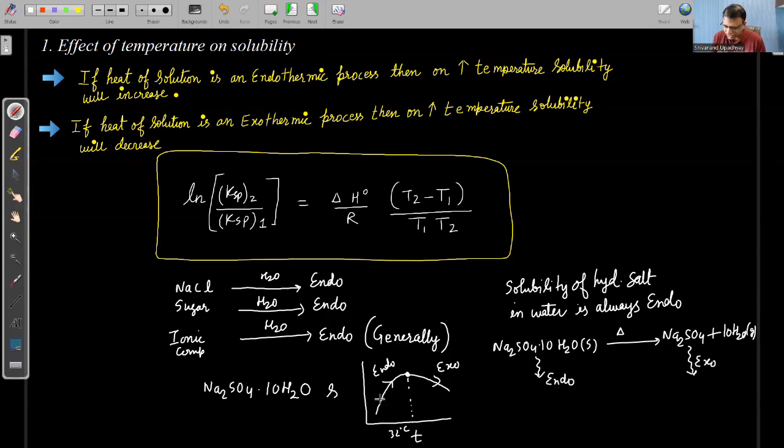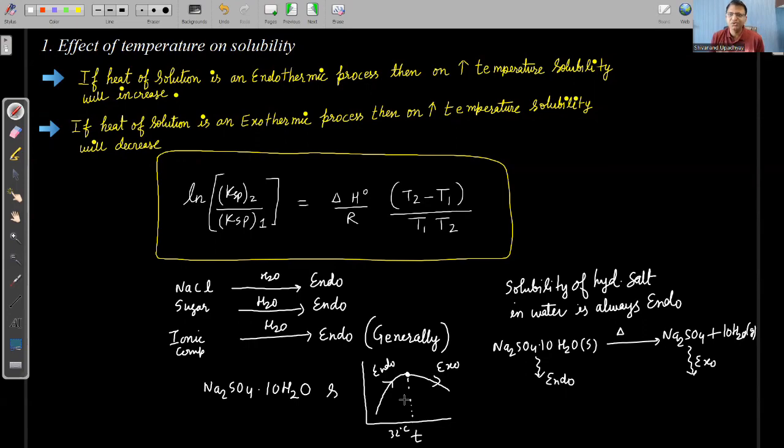So till 32 degrees Celsius, when we are dissolving, it is the hydrated salt. So on increasing temperature, solubility is increasing. At 32, it will lose all its water of crystallization, and dissolution of anhydrous Na2SO4 into water is an exothermic process. So this is given in NCERT. That's why we are discussing it.